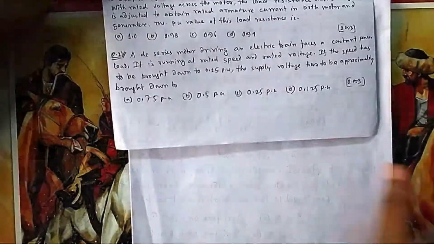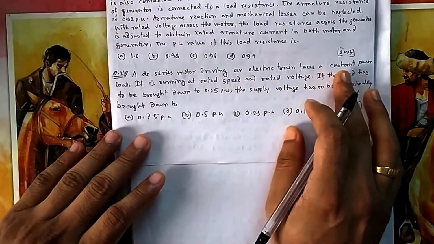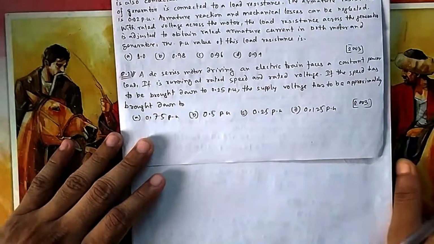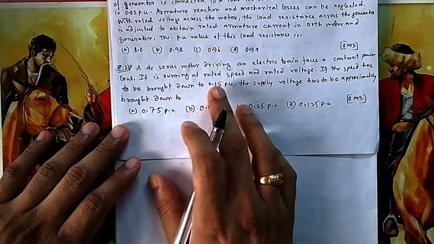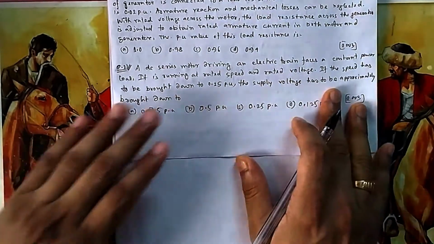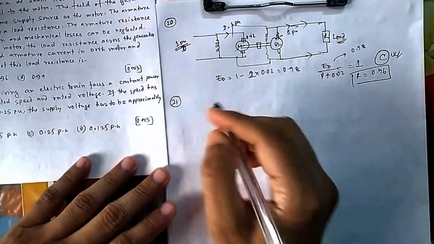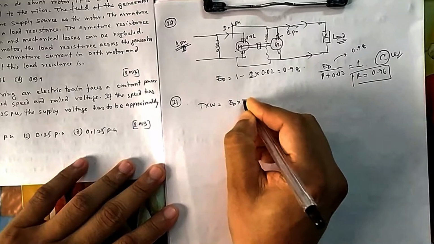Okay, in question number 21, a DC series motor driving an electric train faces a constant power load. The power is constant. It is running at rated speed and rated voltage. If the speed has to be brought down to 0.25 per unit, the supply voltage has to be approximately brought down to what? So it is constant power. What is the power? It is mechanical power, which is equal to electric power. So both of these are constant.